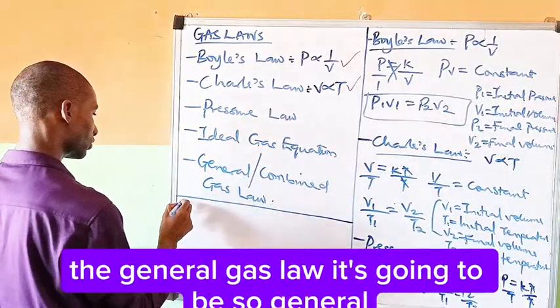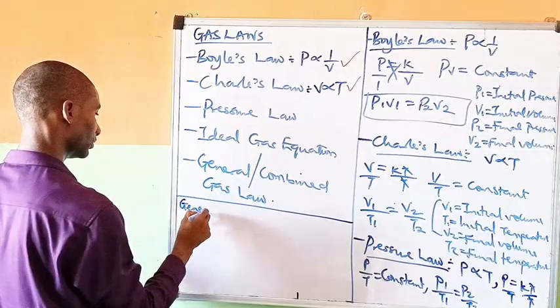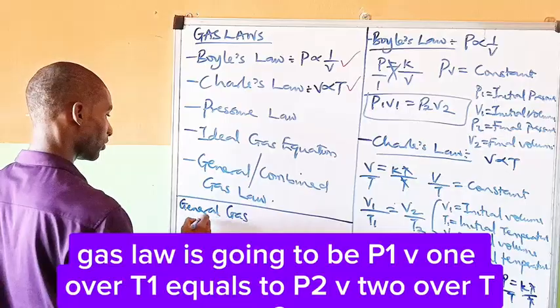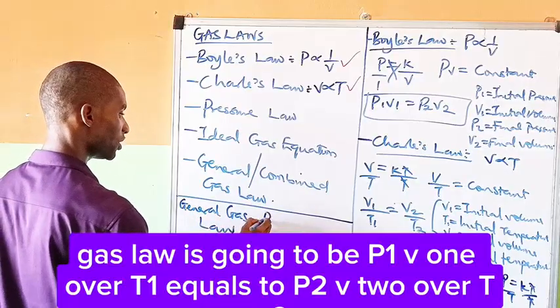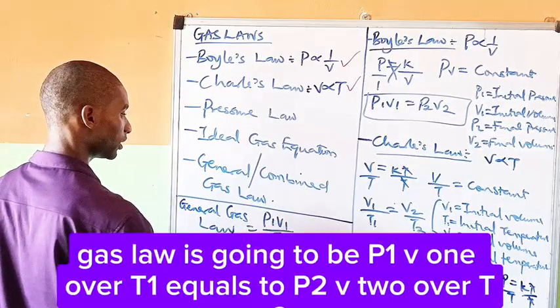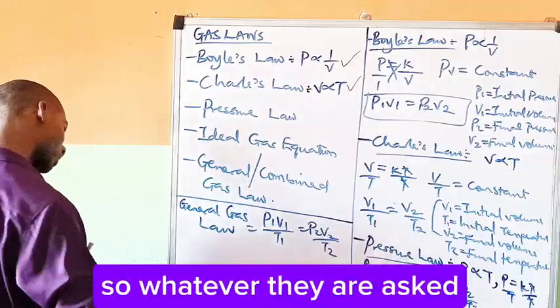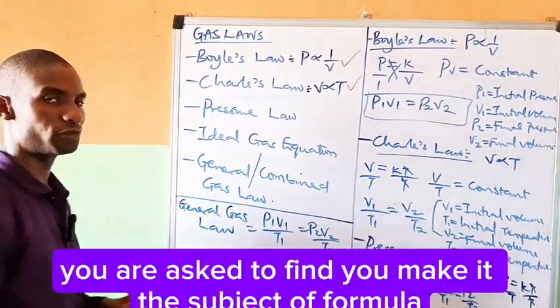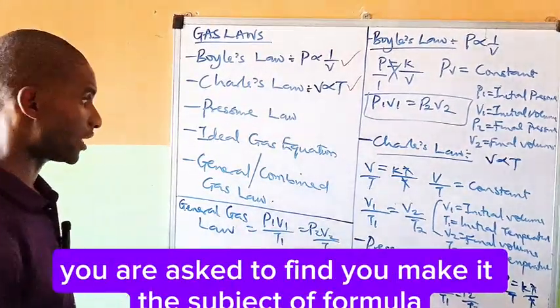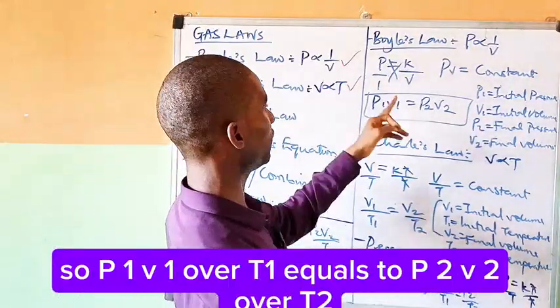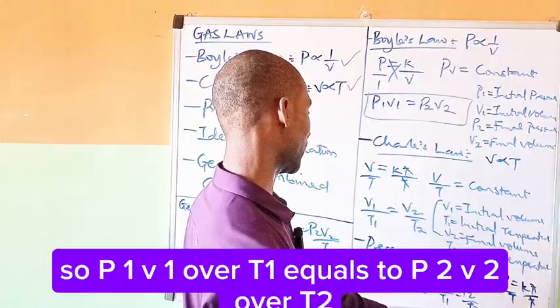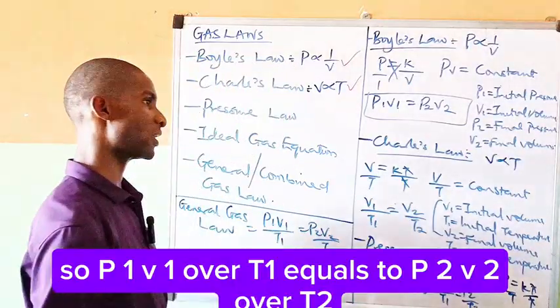The general gas law is going to be P1 V1 over T1 equals P2 V2 over T2. So whatever you are asked to find, you make it the subject of the formula. P1 V1 over T1 equals P2 V2 over T2.